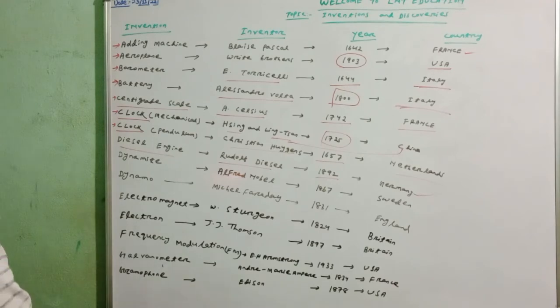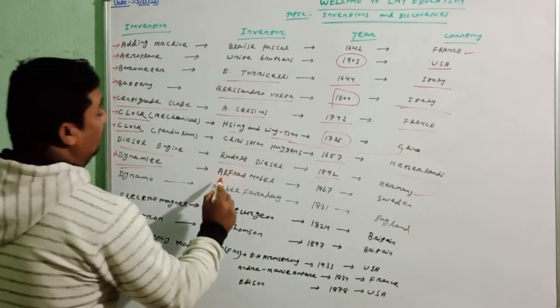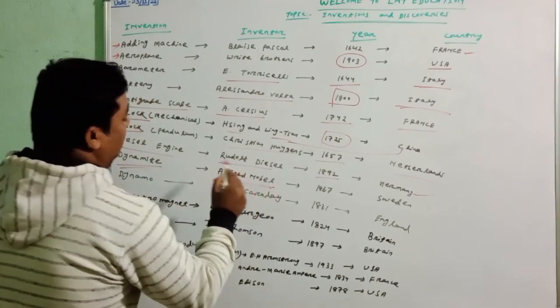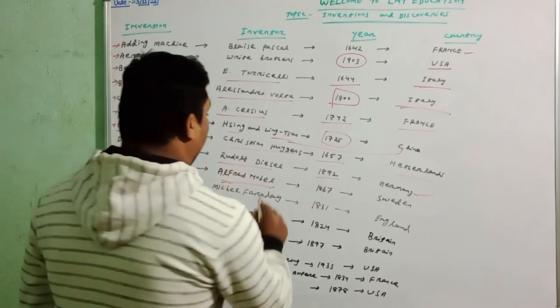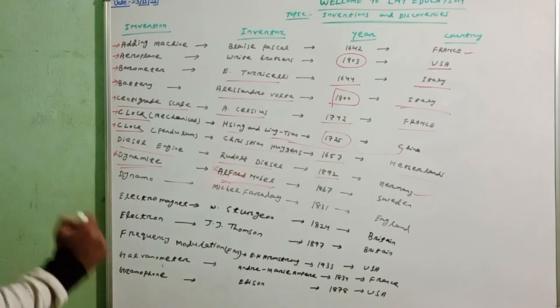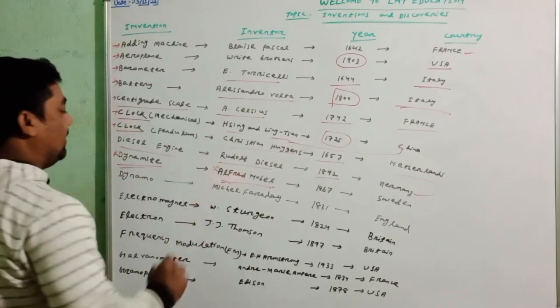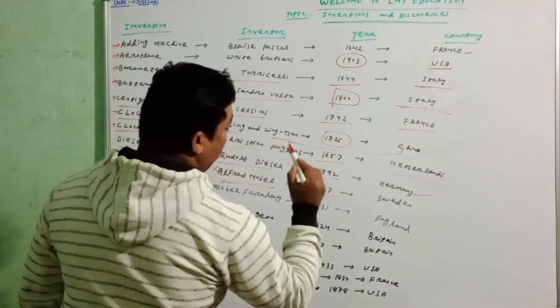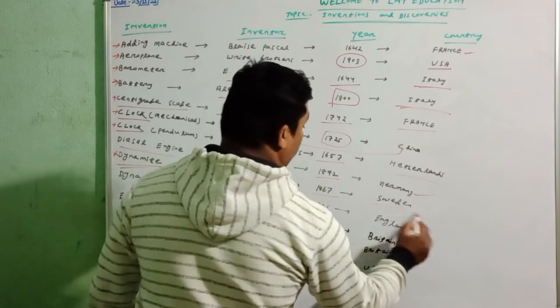Then dynamite is very important. Dynamite is by Alfred Nobel. From his name the Nobel Prize is distributed everywhere. Alfred Nobel is the founder of the Nobel Association. Dynamite was discovered in 1867. He belongs to Sweden.